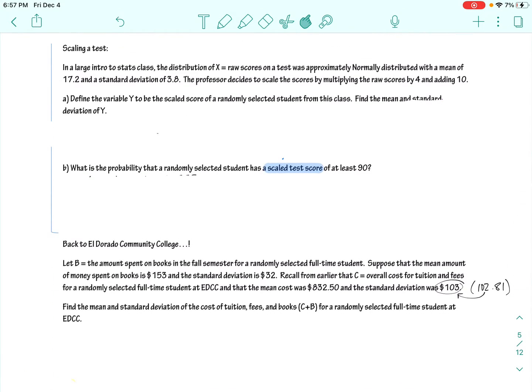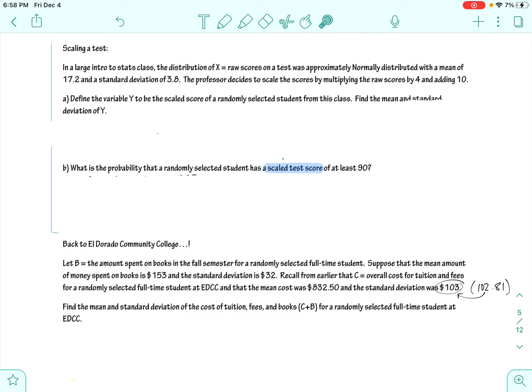Now we're going to talk about this problem called scaling a test. We actually do this in stats class. A lot of times we give you a multiple choice test out of like 20 questions, and then we multiply it by something and curve it by adding some points to everybody's score, and then we take it out of 100 in the grade book. So this is really common. We have a random variable x, which stands for the raw score on a test, and we've got a mean and a standard deviation of the raw score. Let's say it's out of 20 or something like that. The average score is 17.2. The professor decides to scale the scores by multiplying by 4 and adding 10.